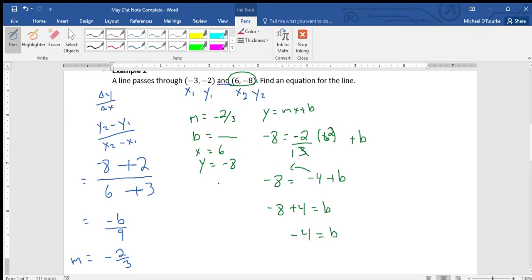Now, since we know our b, and since we know our m, we can now write our equation of a line.